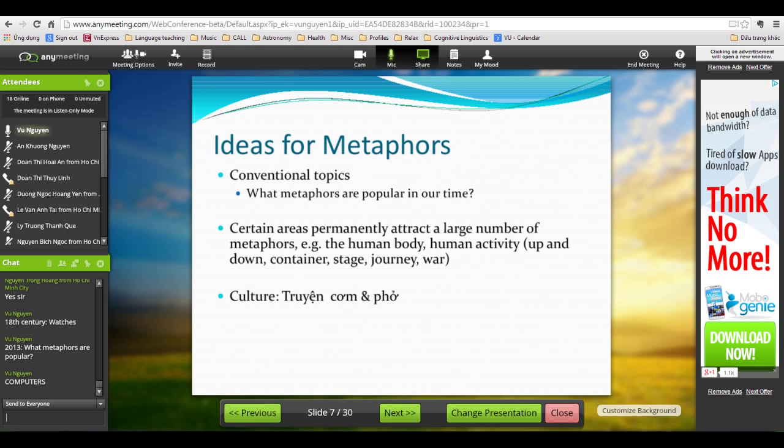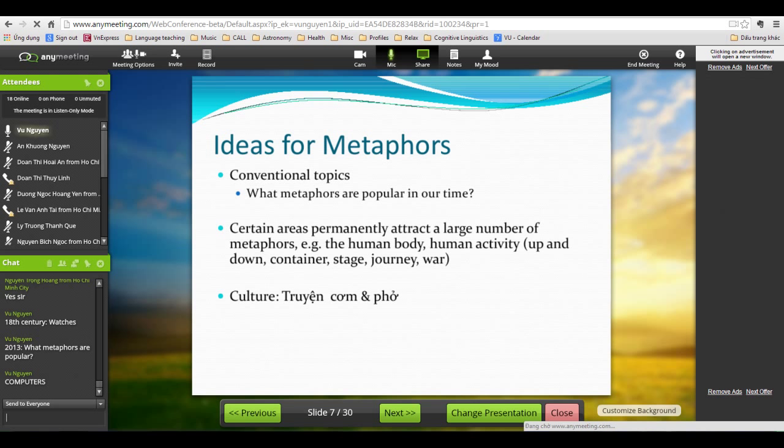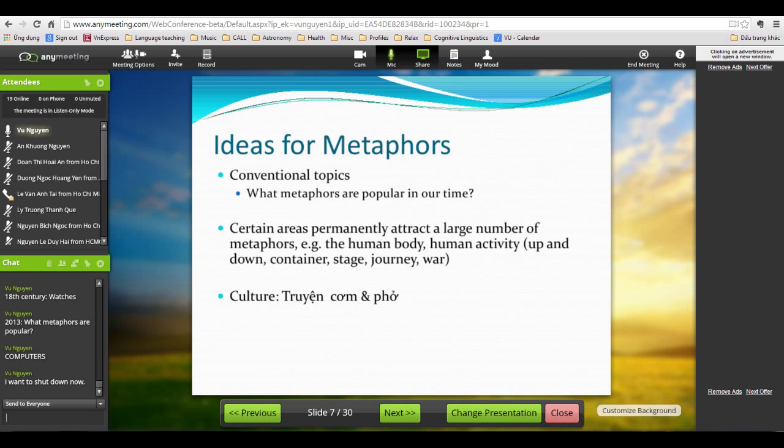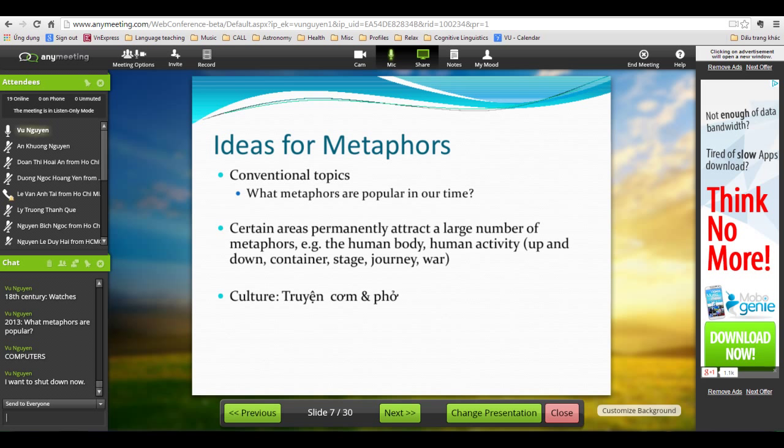Can you think of any language expressions in both English or Vietnamese that illustrate computers being used as the source domain in our thinking? For example, I want to shut down now. When I am tired and I want to go to bed, I want to sleep, I may say, I want to shut down now.